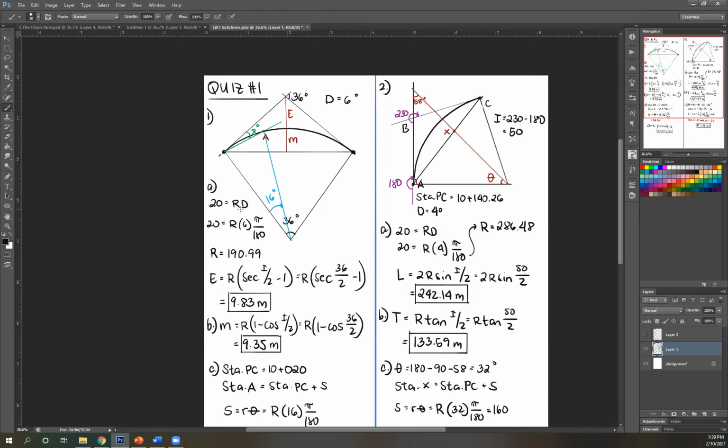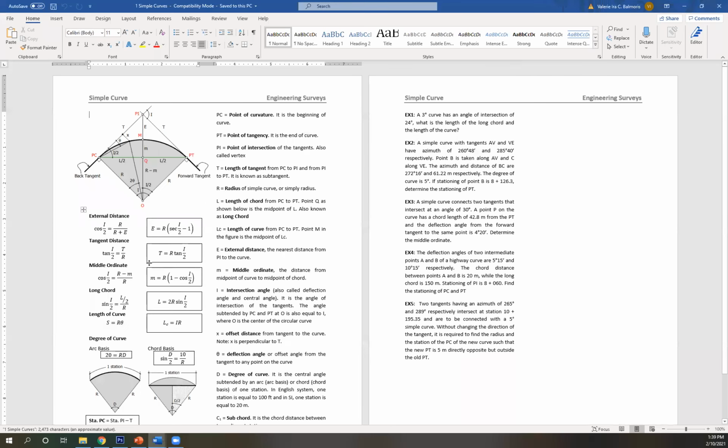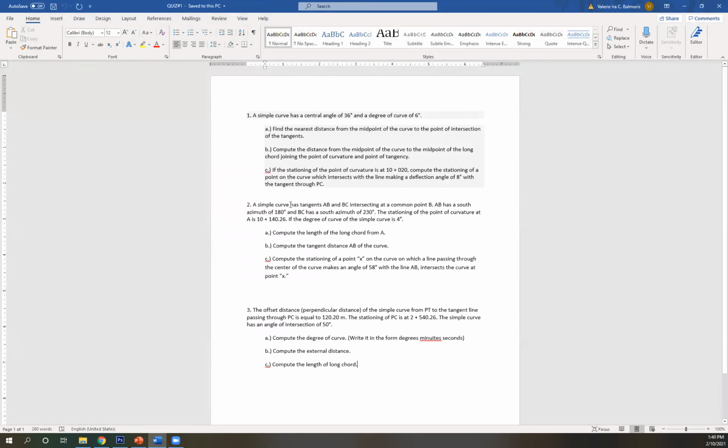By the way, please use the equations that I've given, not what you see online. 20 equals RD. What kind of basis is that? If you remember, mostly we're using, let's check our notes, arc basis. So you'll mostly use 20 equals RD unless otherwise stated. For example, if the problem says use chord basis, then this is the equation that you'll use. But for now, it's just 20 equals RD.